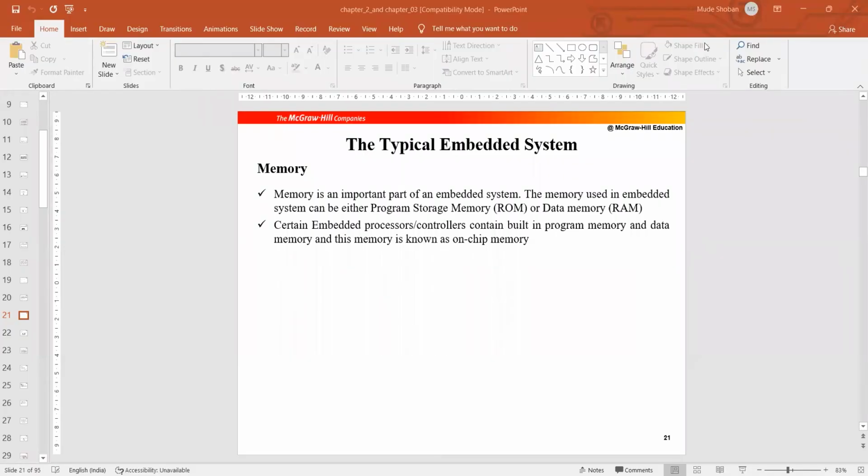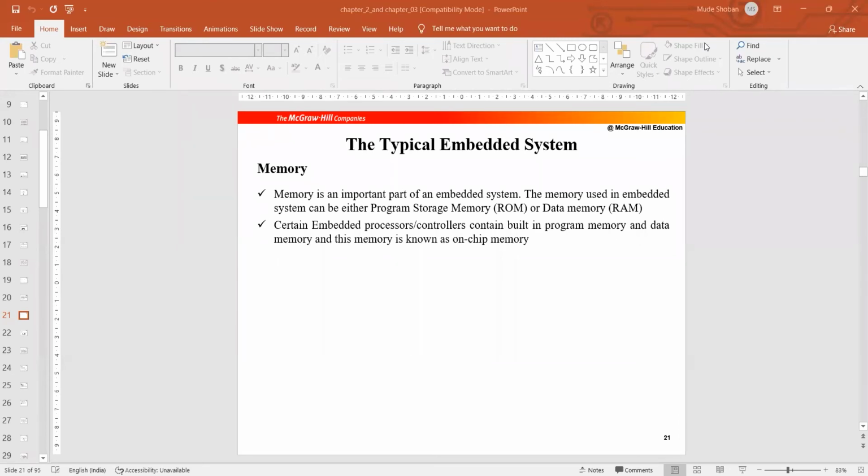So good morning. We will discuss the memory. Memory is an important part of an embedded system. The memory used in an embedded system can be either program storage memory or data memory. Any embedded system has on-chip memory. Mostly the components of an embedded system are inbuilt, and memory is one part of that on-chip. So it has program memory and data memory, ROM and RAM.